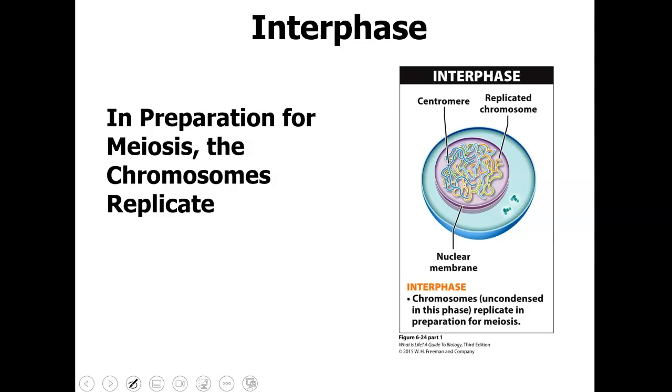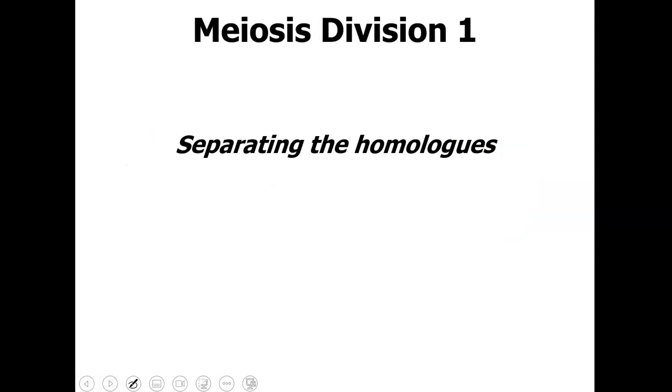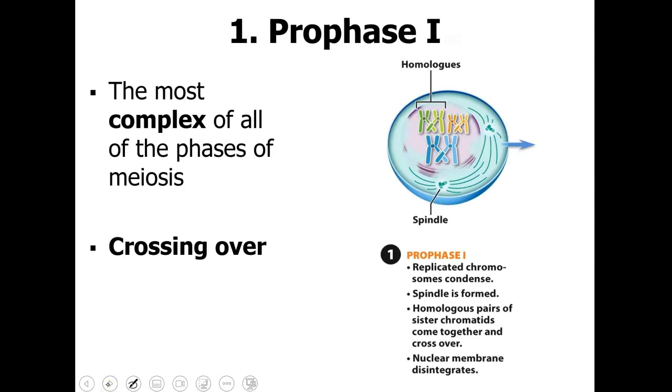Once it's ready, then those chromosomes are going to start to condense. So meiosis 1 division, we are separating first those homologues. Remember, mothers are going to go to one side, fathers are going to go to another. Prophase 1 is where the nuclear membrane starts to disappear, so you'll start to see that. You also have your centrioles starting to make their way to the poles.